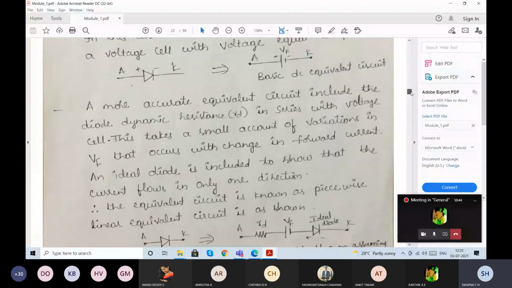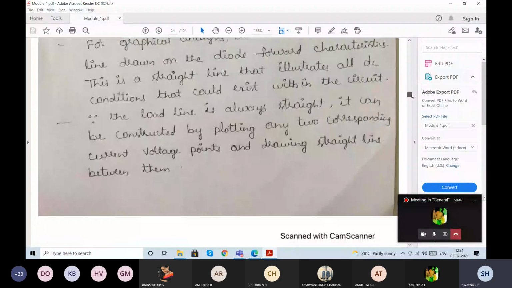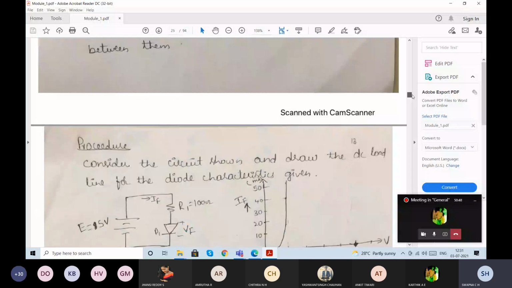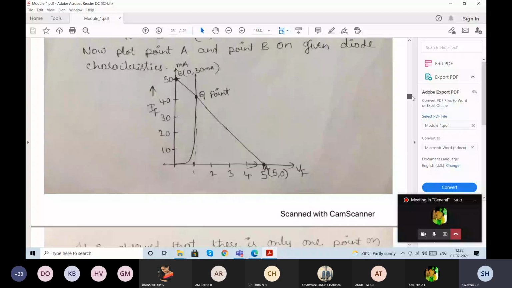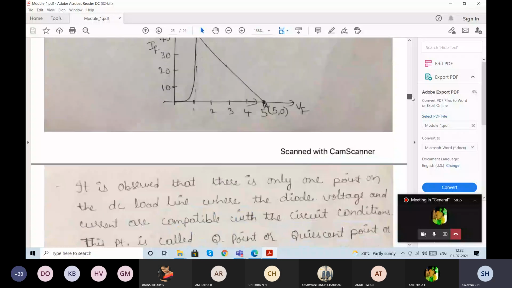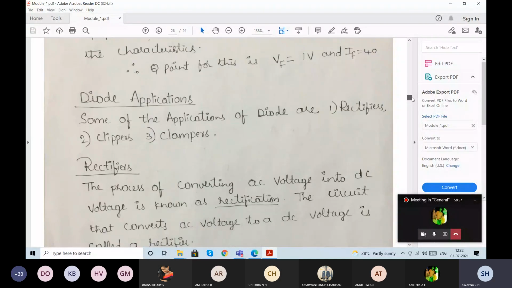Then diode approximations. Then after that equivalent circuits, DC load line. DC load line, again, is basic to know how to find your Q point or the operating point exactly. Then comes your diode application.